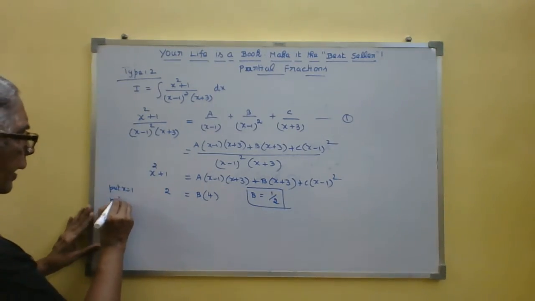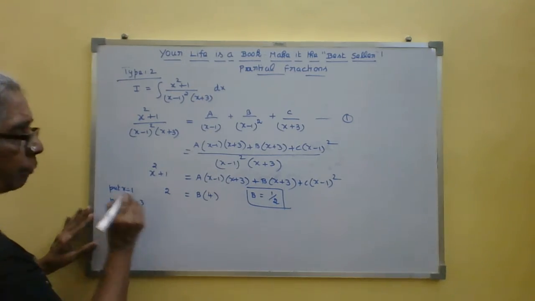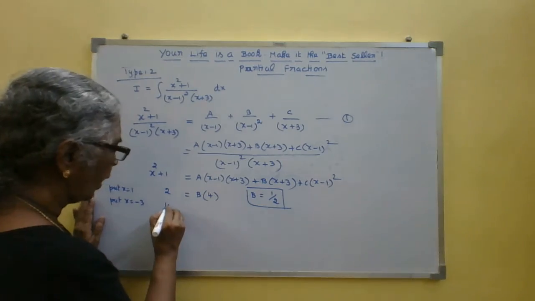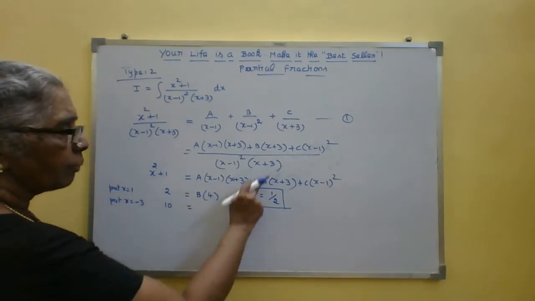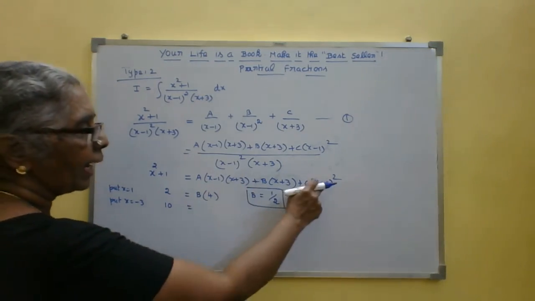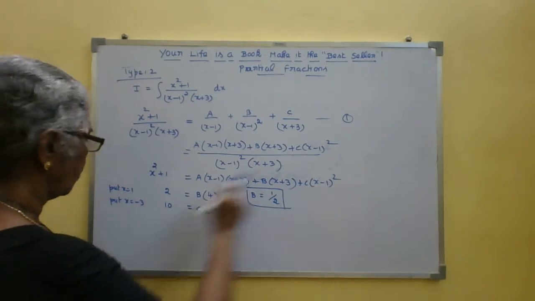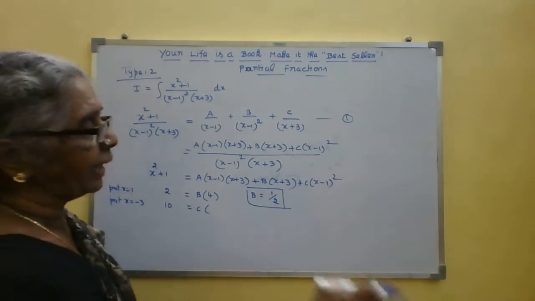Then you put x is equal to minus 3. So minus 3 the whole square is 9. 9 plus 1 will be 10. This term will vanish. This term will vanish. So c into 3 minus 1 is 2. Sorry. Minus 3 minus 1 is minus 4.